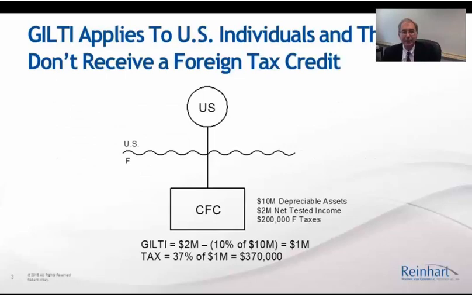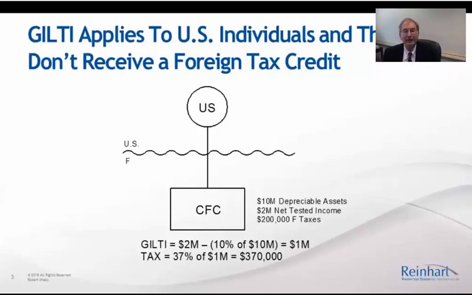As I mentioned, GILTI applies to all types of U.S. taxpayers. It applies to U.S. individuals, and they do not receive a foreign tax credit. So in this hypothetical, we have $10 million of depreciable assets, $2 million of net tested income, and $200,000 of foreign taxes. We have $2 million tested income minus 10% of depreciable assets of $10 million. What do we have? We have $1 million of GILTI.